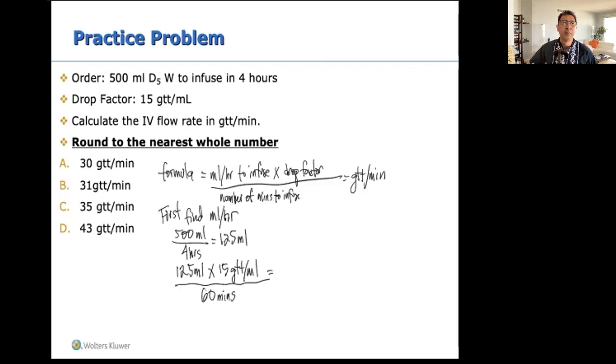Do a little bit of math. I'm going to cross off the mLs. That will leave me with drops per minute. 125 times 15 is 1,875 over 60.